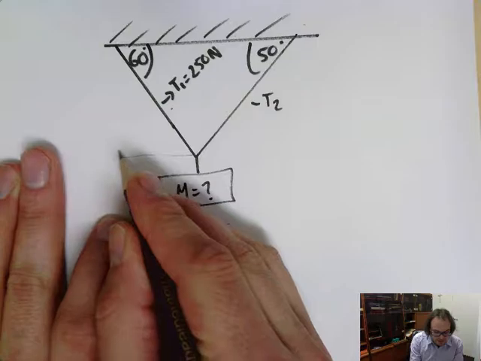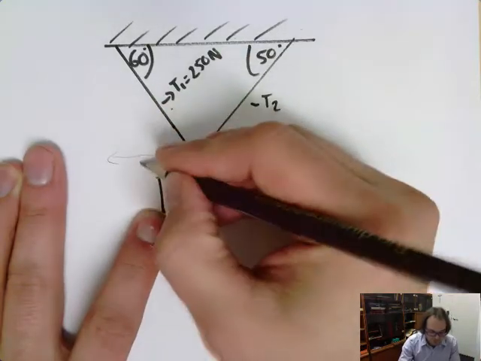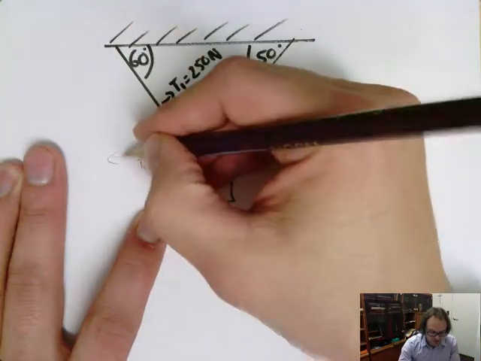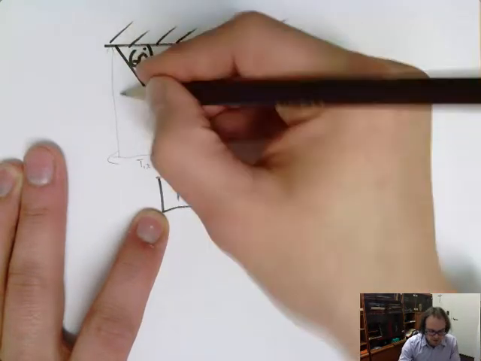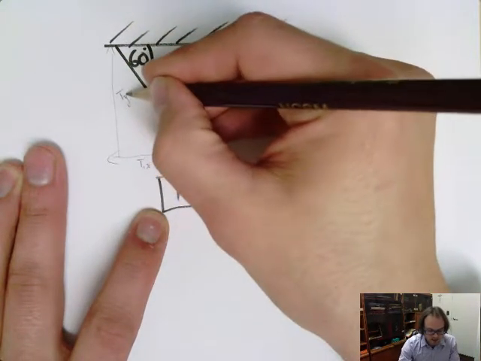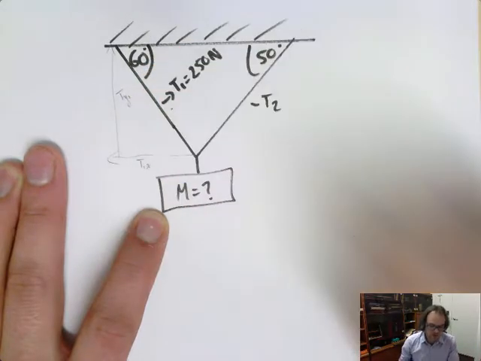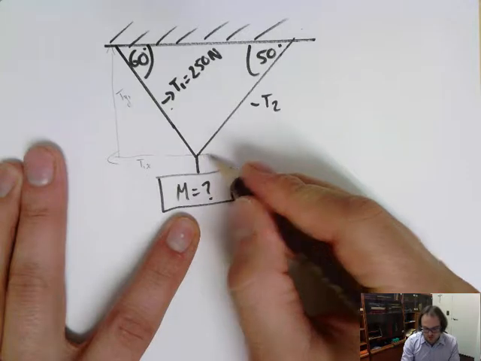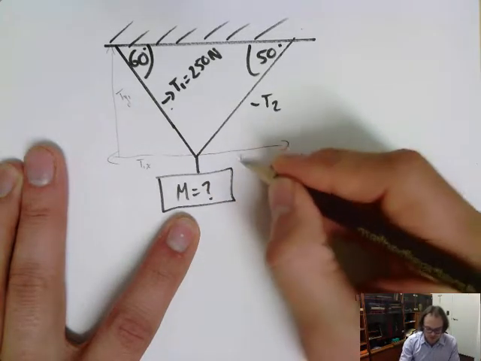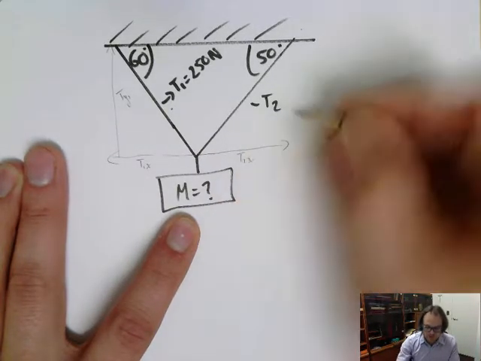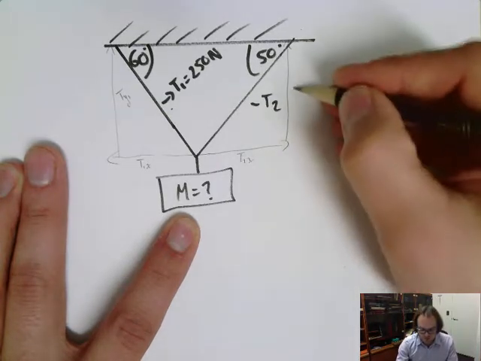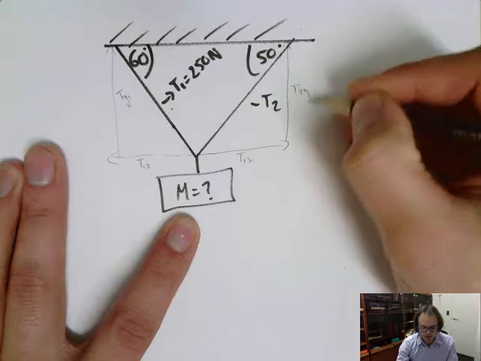So I have an x that goes this way. So this is T1x, and I have a y that goes up this way. This is T1y. Okay? Now, over here I have an x that goes this way. This is T2x, and I have a y that goes this way, going up. That's going to be T2y.